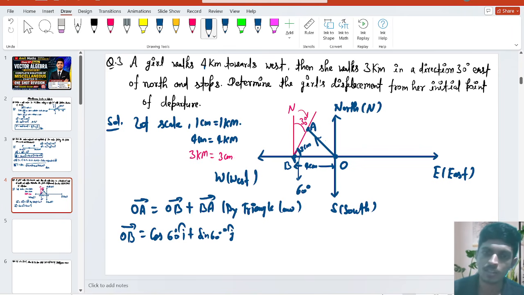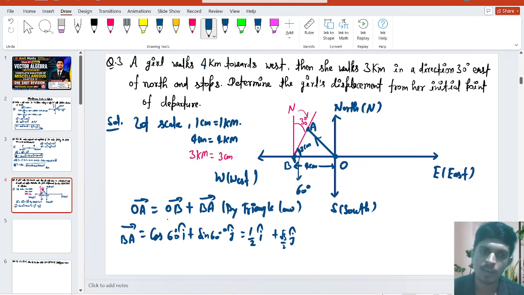This is vector BA. I hope it is clear to you. So we simply write vector BA, and cos 60 is 1 by 2 i cap and root 3 by 2 j cap.